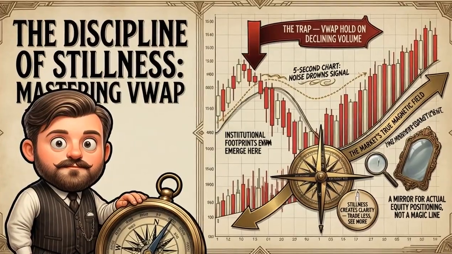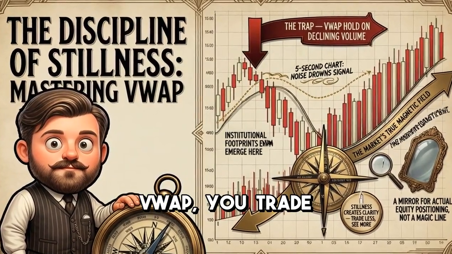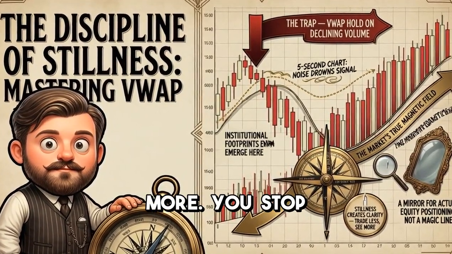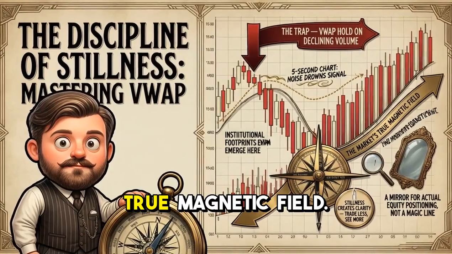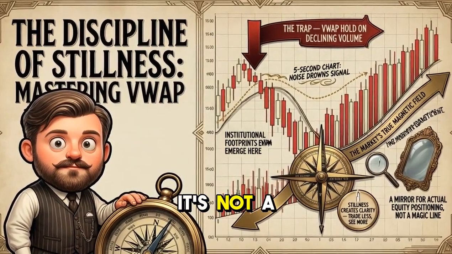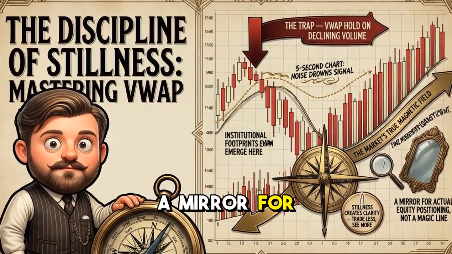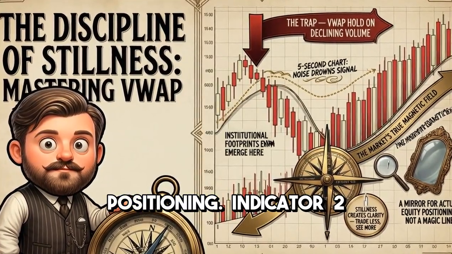Stillness creates clarity. When you master VWAP, you trade less and see more. You stop reacting to every candle and start reading the market's true magnetic field. It's not a magic line, it's a mirror for actual equity positioning.